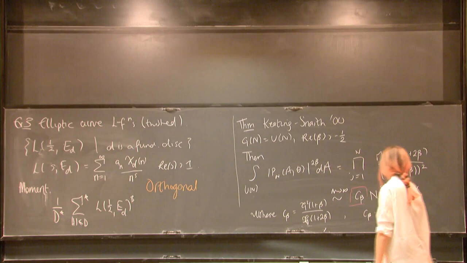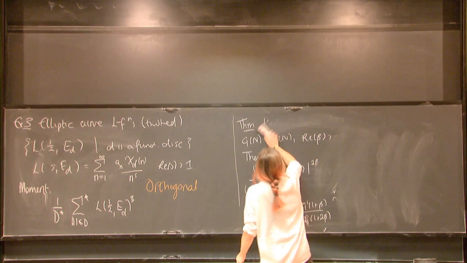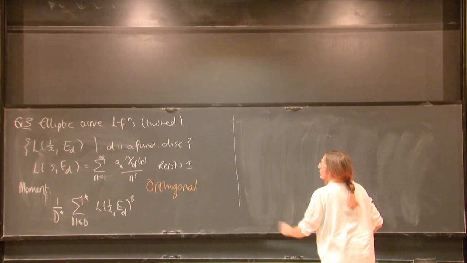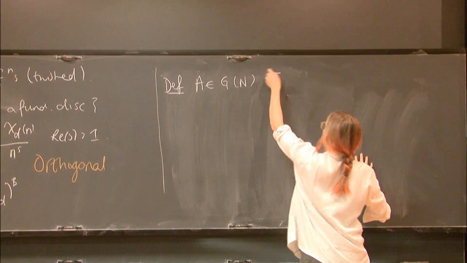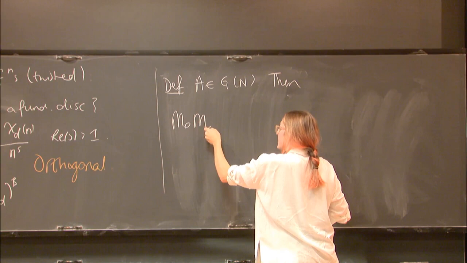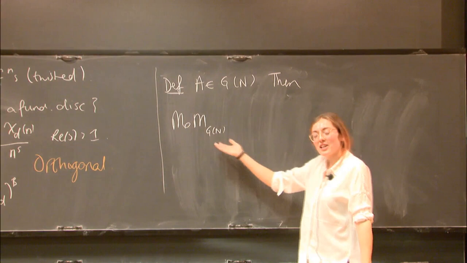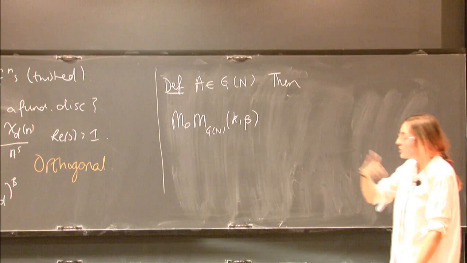So that was moments, so now I should tell you about moments of moments. So let's take a matrix from one of our groups. This is symplectic, orthogonal, or unitary. Then we define the moments of moments. These were defined in the UK, so this doesn't sound as weird there, but Mom sub G of N. And we have two moment parameters, k and beta, so we do a moment of moments. And it's the following object.